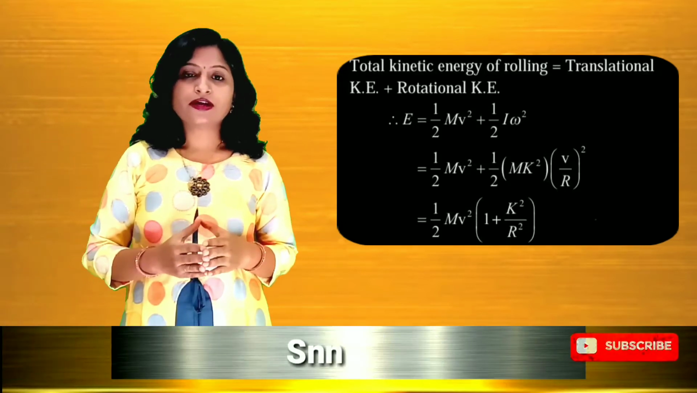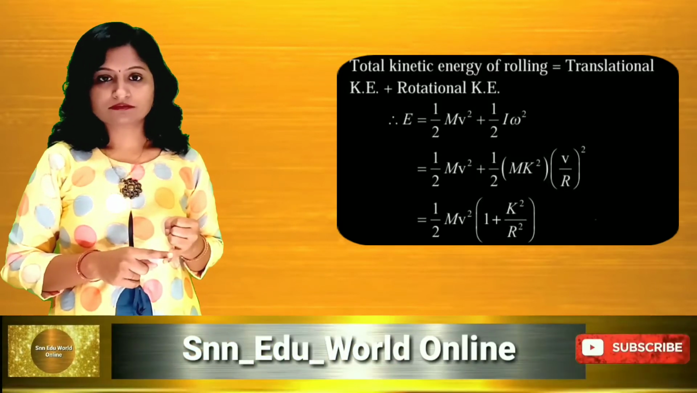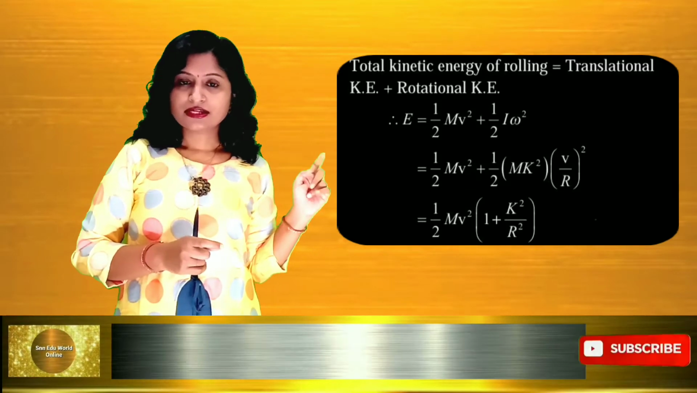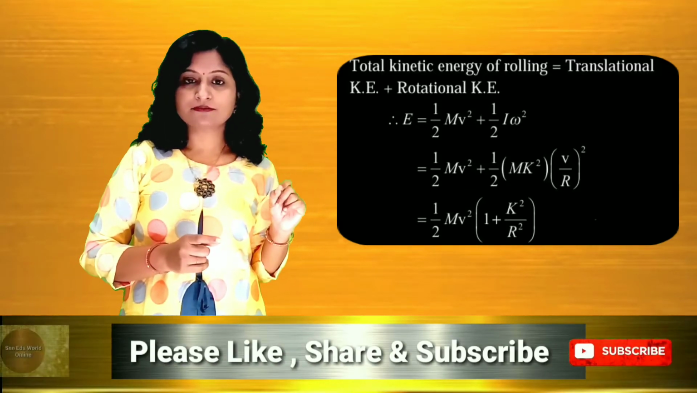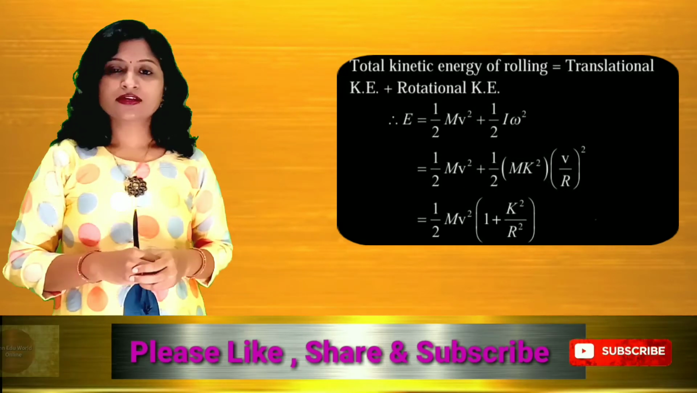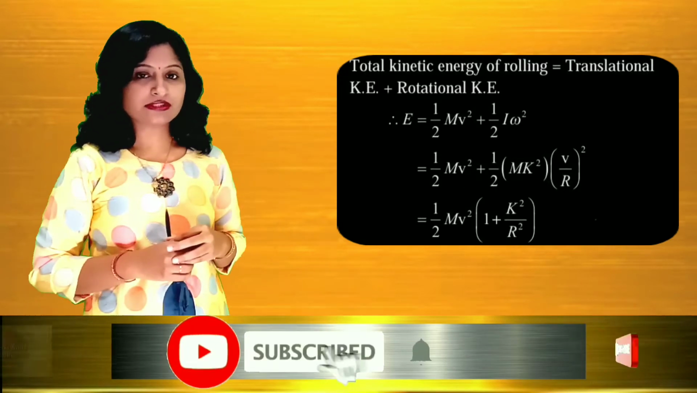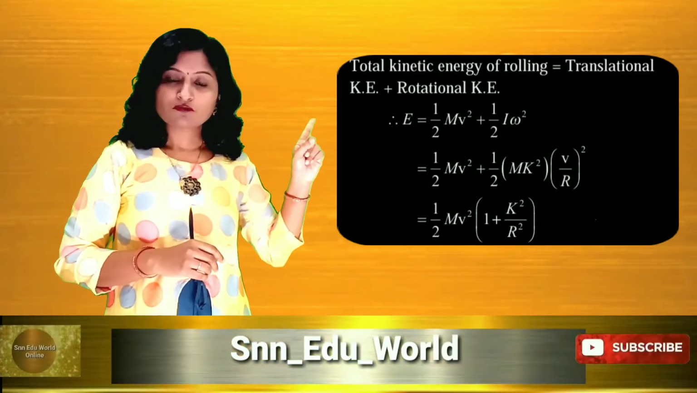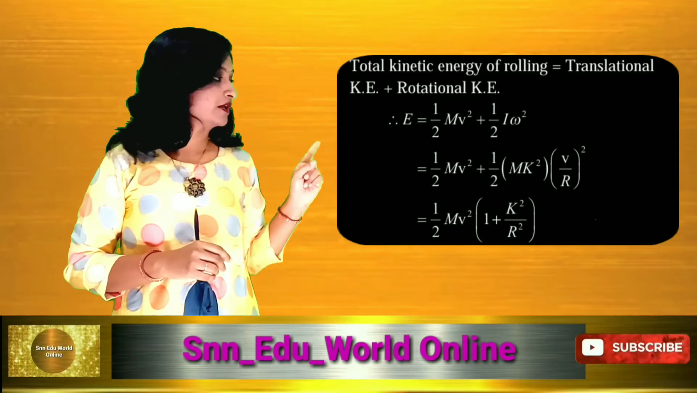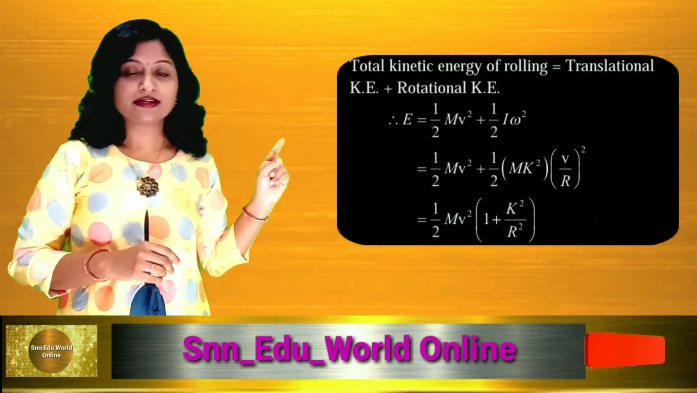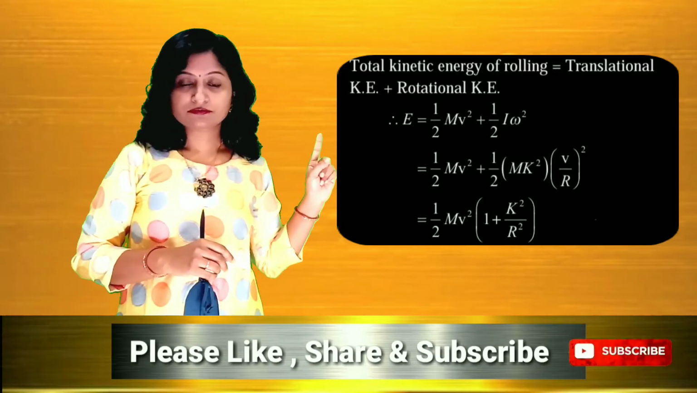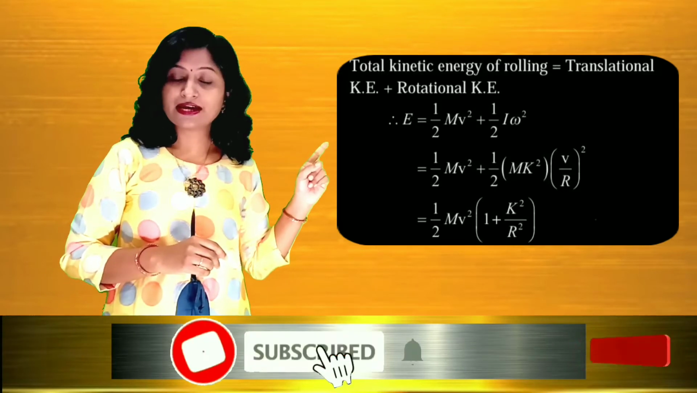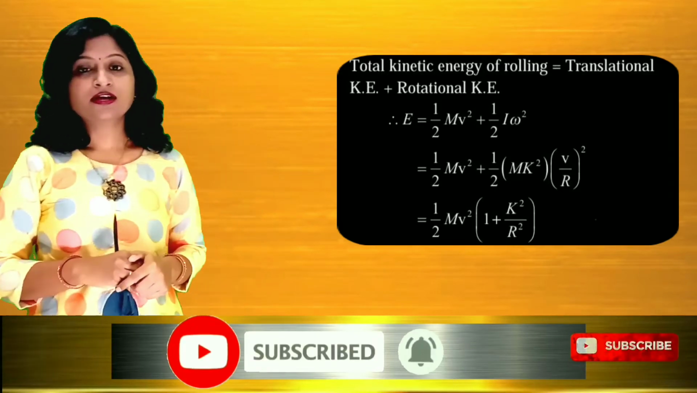Okay. Substitute the value for I and omega. In the second term at the RHS, we know how to replace I. In the previous slide we have learned that I is mk square and omega is V by R. So substitute these two values in the second term only. We will get kinetic energy of rolling E equals 1/2 mv square plus 1/2, instead of I it is mk square, and omega is V by R, so omega square will be V square by R square.